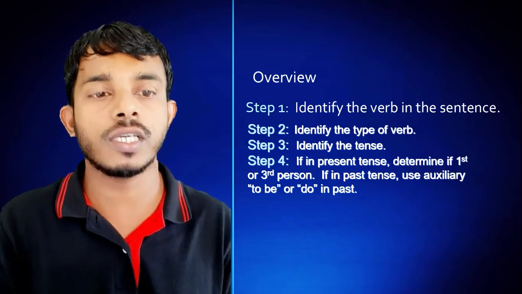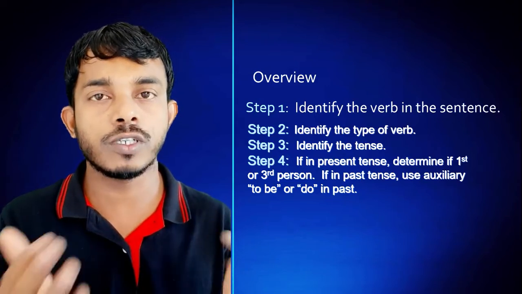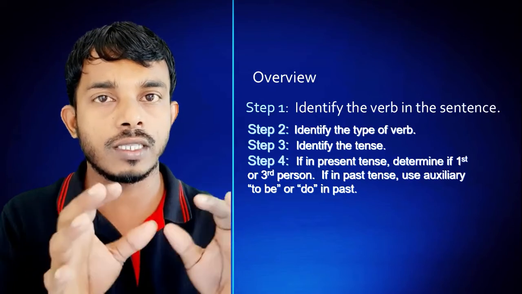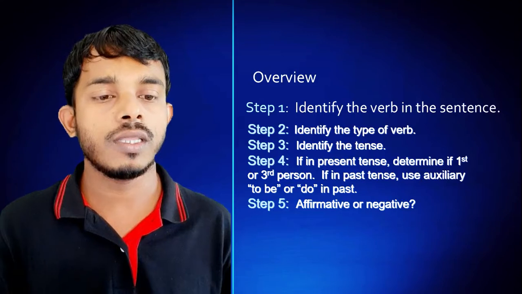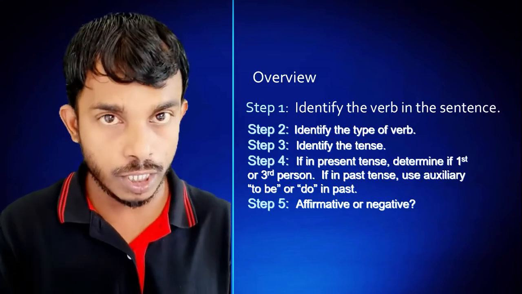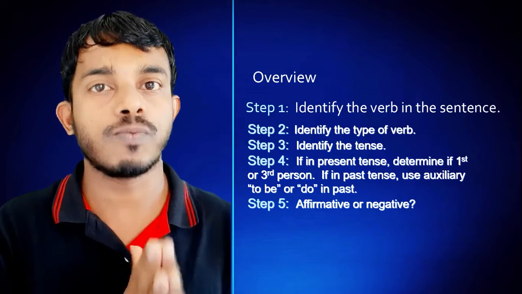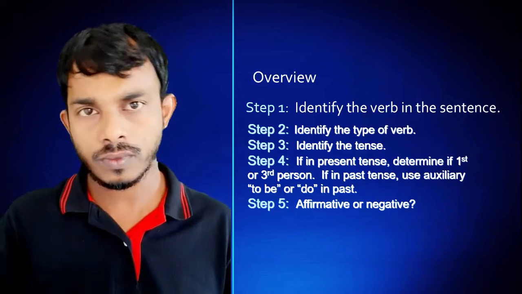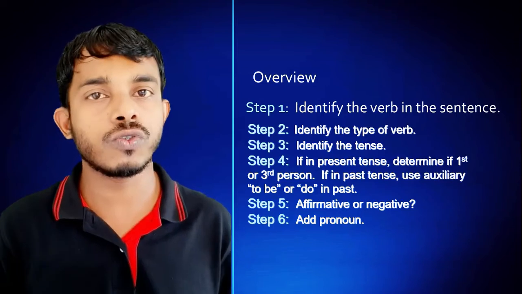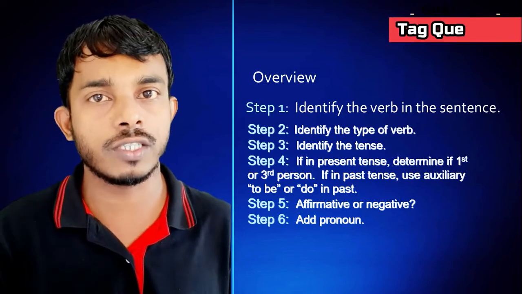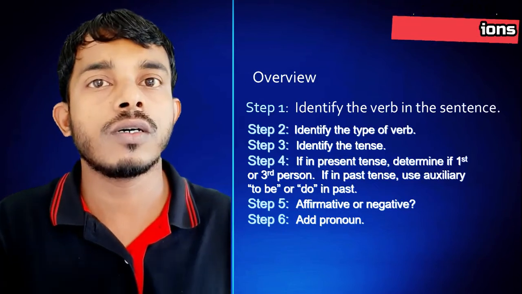Then step four is, if it is in present tense, determine whether the subject is first person or third person, like that. We have to identify the subject person. Then the fifth step is affirmative or negative. Find out whether the sentence is negative or positive. And the last one, as we just said, is to add a pronoun at the end of the sentence for the question tag. So this is the way to form a question tag.